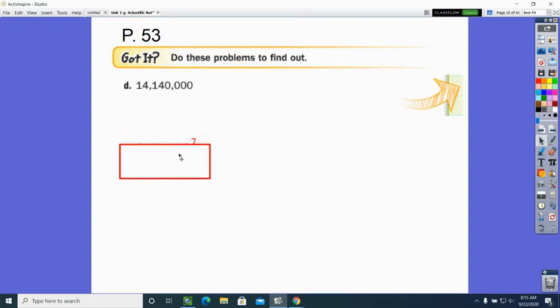Okay, so we would have written 1.414. And now how many places did I move it? 1, 2, 3, 4, 5, 6, 7. And it would be positive because this is a really big number.